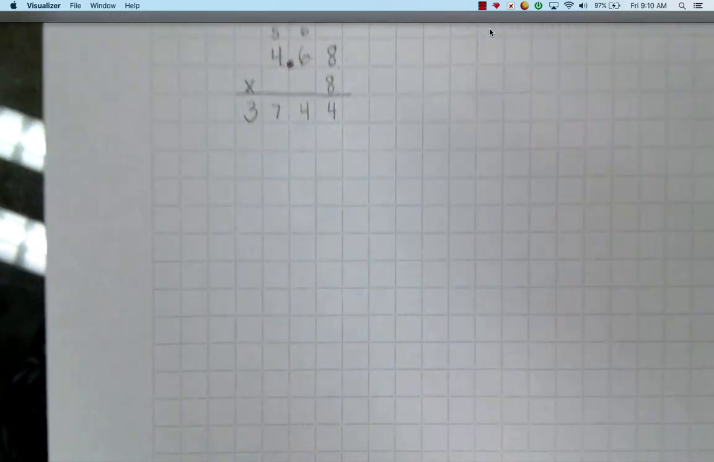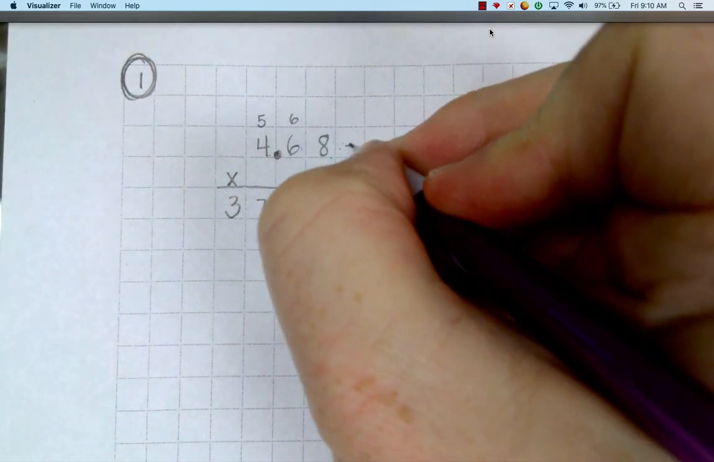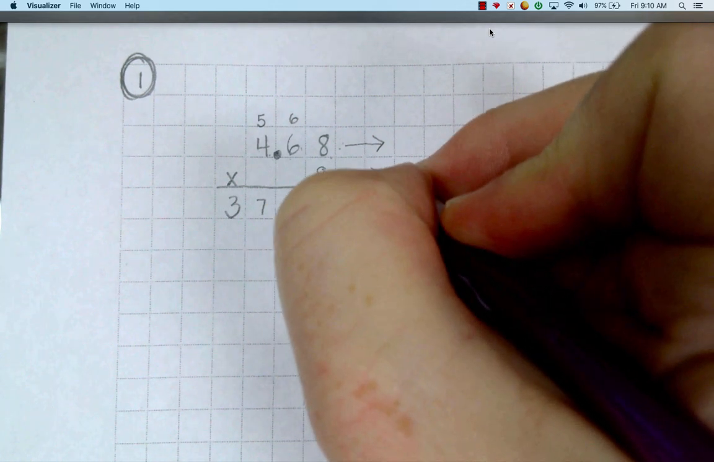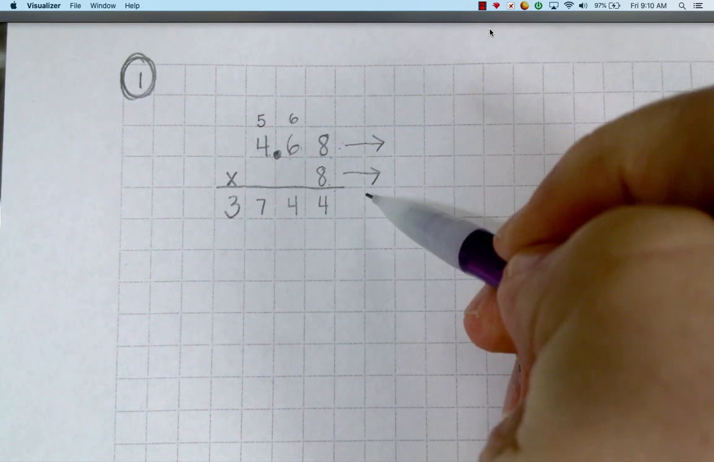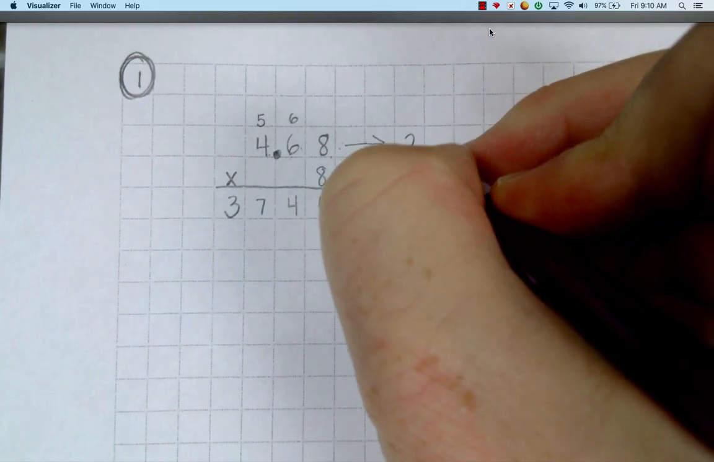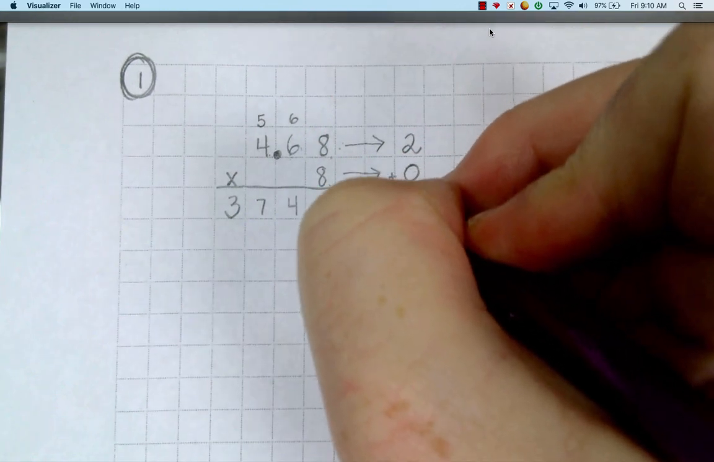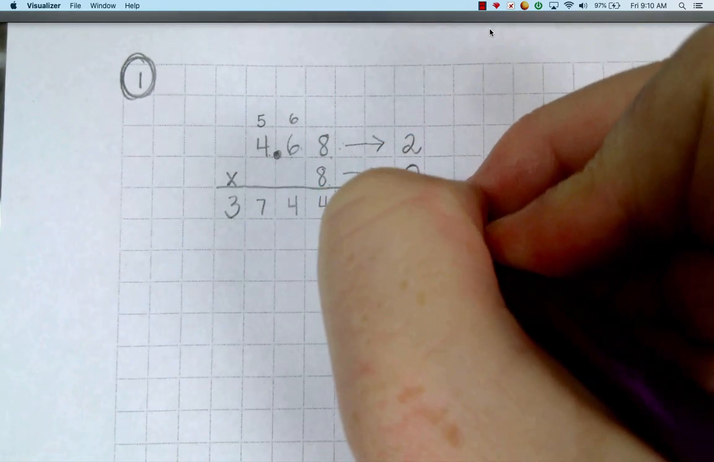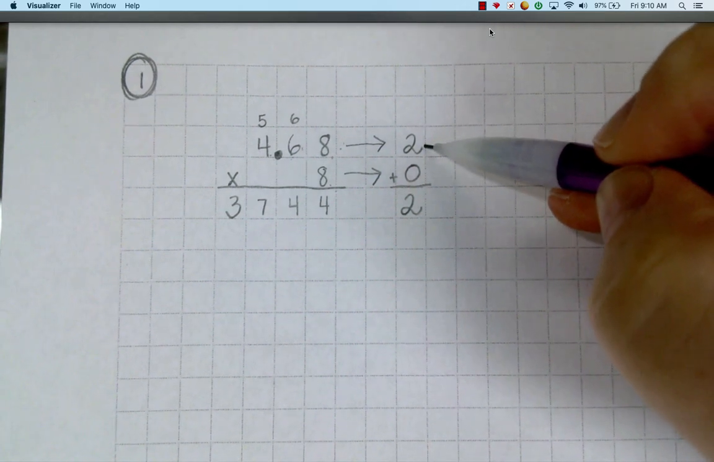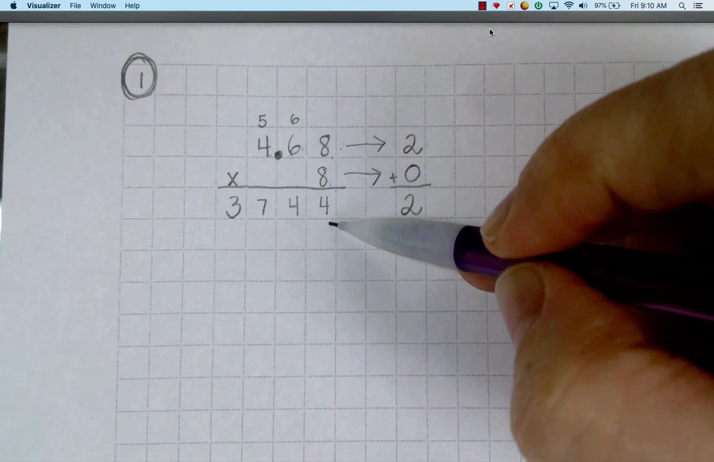Okay, just clarifying. So what I'm going to do is I draw an arrow to the right of each factor. Okay, and I'm going to count the number of digits to the right, 1, 2, of each decimal. This one has 2. This one has 0. I'm going to add those guys together. Stay with me. So what you're seeing is that there are going to be 2 digits to the right of the decimal in my product.